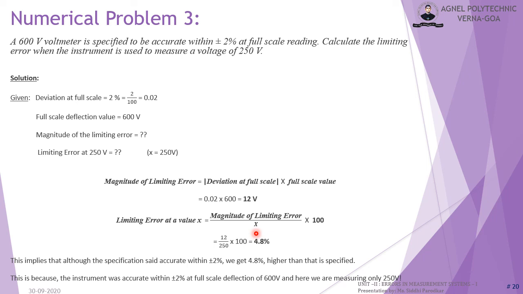Now, earlier we had said that the specifications are such that the value is accurate within the limits of plus or minus 2%. But now we are getting answer as 4.8%, which is much higher than what is specified. This happens because the instrument was accurate within the limits of plus or minus 2% at full scale deflection reading of 600 volts. But now we were measuring at value x, which is equal to 250 volts. Hence, it is 4.8% and not 2%.